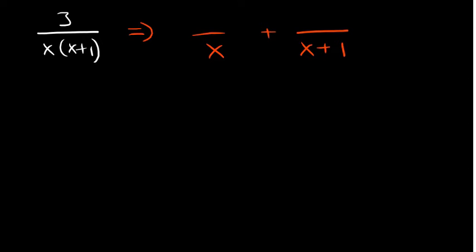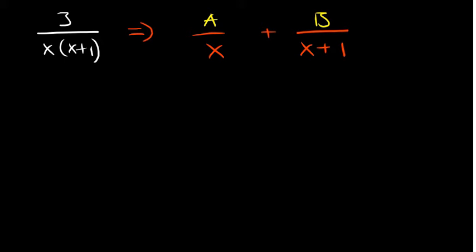Let's determine the partial fractions of 3 over x(x + 1). Here we've got two factors, x and x + 1, making up the common denominator. So we can have letters A and B represent the numerators, and then find the values of A and B.